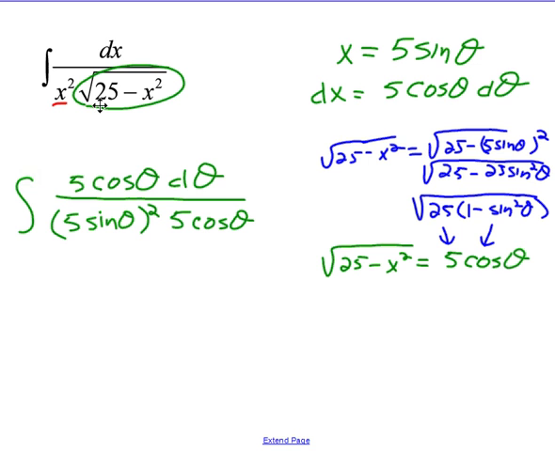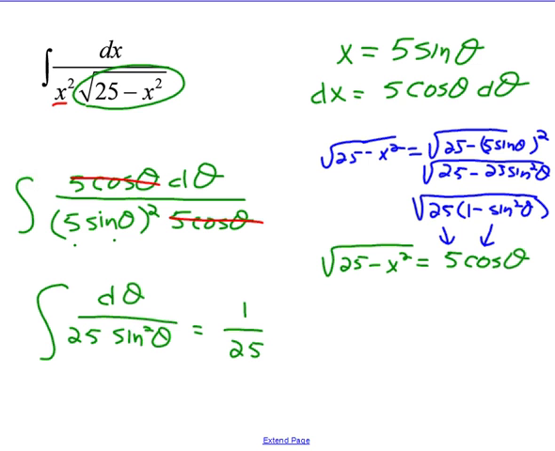Now when I look at this, I can say that the 5 cosine theta on top will cancel the 5 cosine theta on the bottom. I'm going to square both my 5 and my sine theta, and I'm going to have d theta over 25 sine squared theta. I'm still integrating. And I always like to pull out my fraction. Sometimes when I'm trying to see what something is, it does help to separate out the d theta.